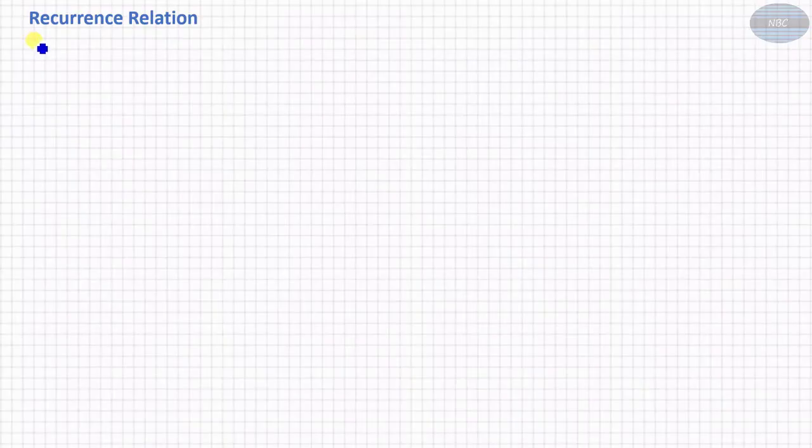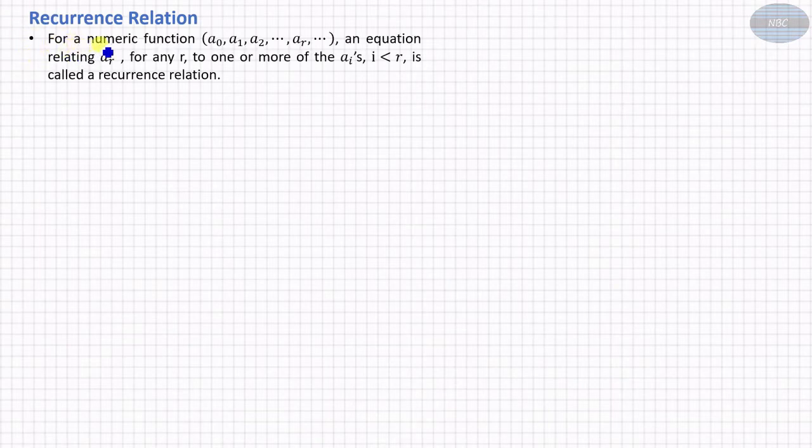In this lecture, we'll study recurrence relation. Come to the definition. For a numeric function a0, a1, up to ar and so on, an equation relating ar, for any r, to one or more of the ai's where i is less than r is called a recurrence relation.